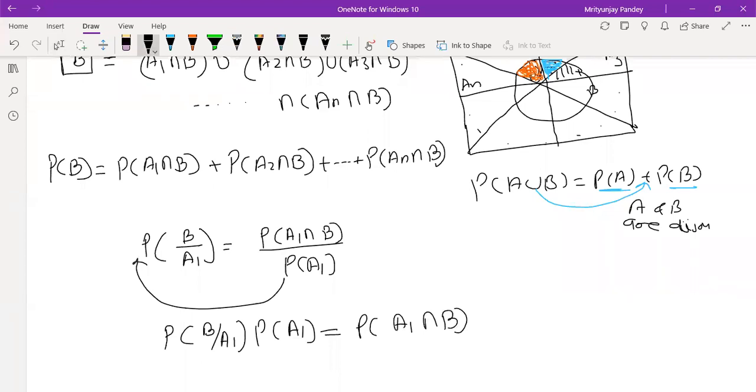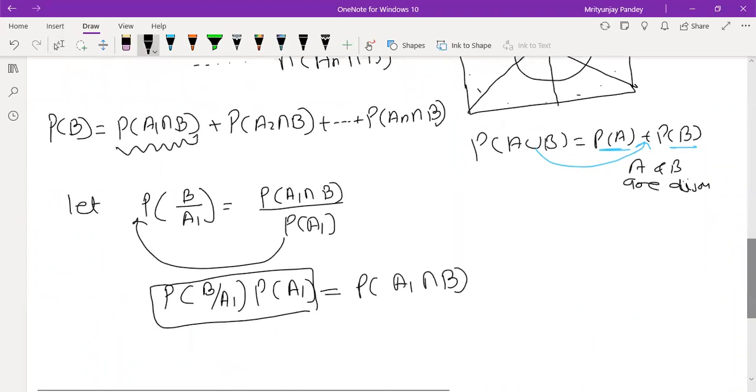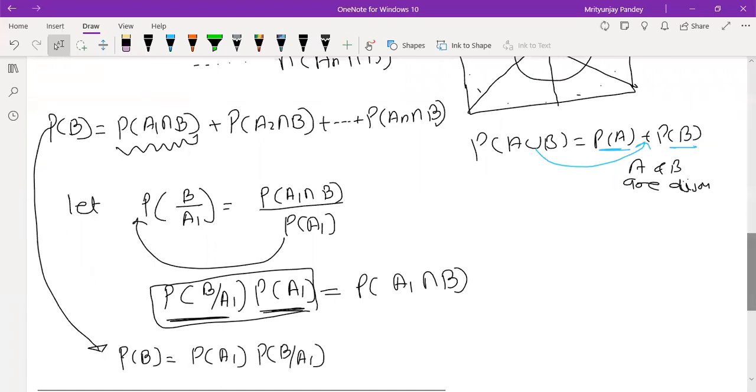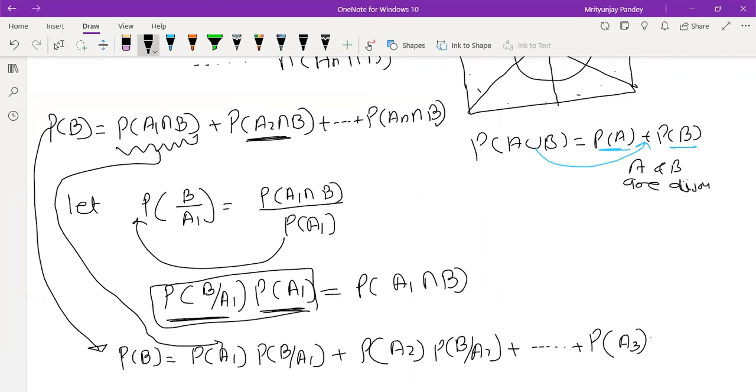That means you have to write this term in place of probability of A1 intersection B. Understood? This is the formula of conditional probability. So according to the formula of conditional probability, we can write P of A1 intersection B is nothing but P of A1 times P of B by A1. So in the next line you can write P of B equal to P of A1 times probability of B upon A1. This is for the first part. I have written this for this part. For the second part, in a similar way, we can write plus P of A2 times P of B by A2. For the third one, P of A3 times P of B upon A3.